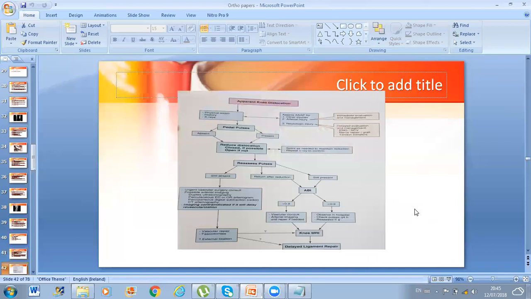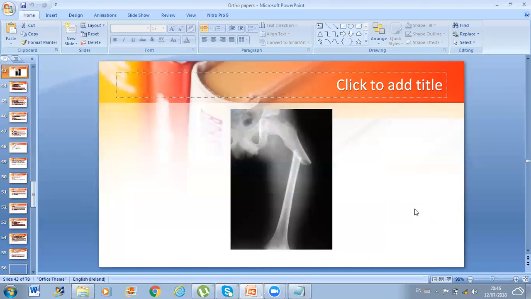This I took from Miller. If you see an apparent knee dislocation, you have to physically examine. If pedal pulsation is absent, reduce the dislocation first and then reassess the pulsations.